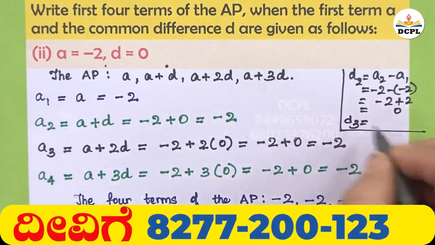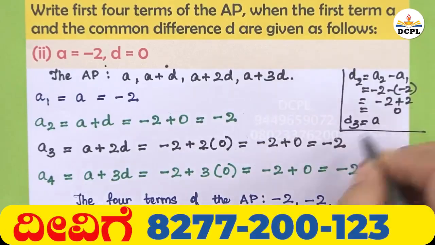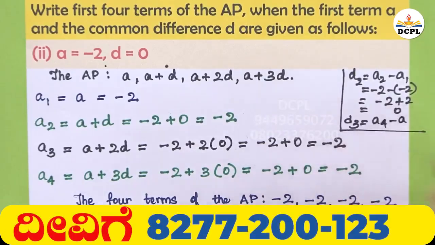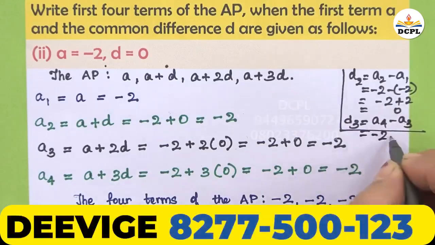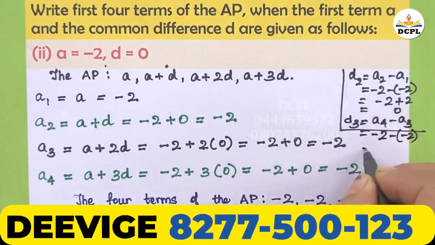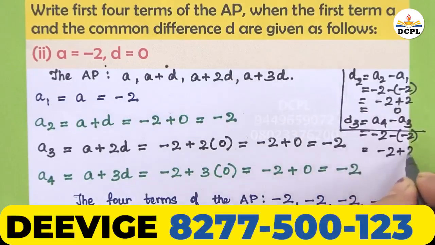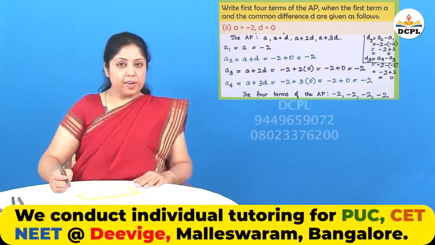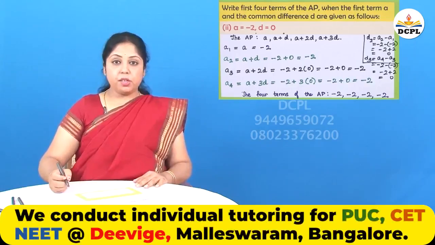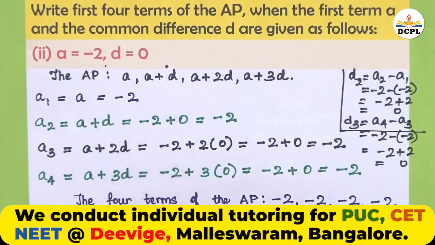d3 is given by a4 minus a3. So now what is your a4? It is -2 minus of -2. So -2 plus 2, which is equal to 0. So here we can conclude that the 4 terms that we have found are definitely going to be in AP. And which are the 4 terms? -2, -2, -2 and -2.